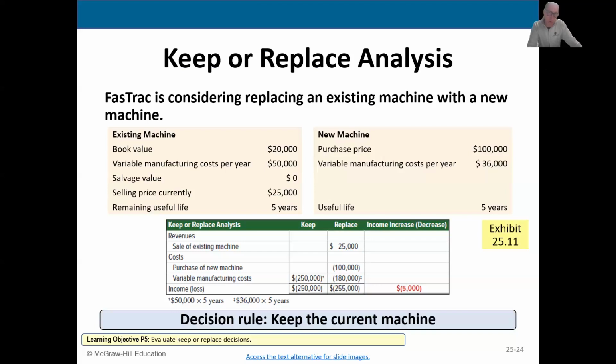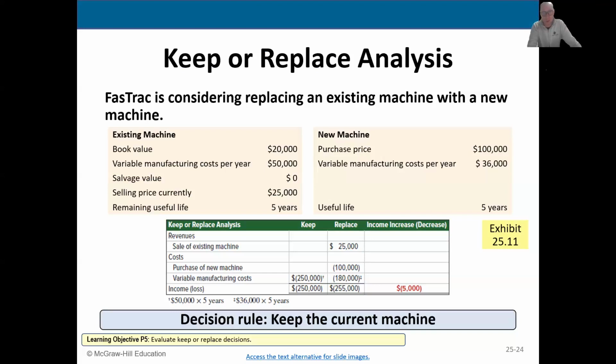Similar example here, we have an existing machine, should we replace it with a new one? We run out the relevant costs. Book value of the existing machine, how much I can sell it for. Variable cost per year, salvage value 0, current selling price 25,000. Remaining useful life 5 years. I could sell it. Yeah, I could sell it. And I could buy a new one. If I buy a new one, it's 100,000. Variable cost per year is 36. Useful life is 5. No residual.